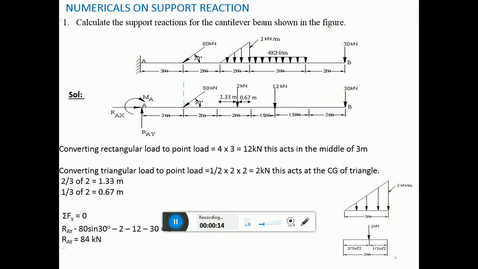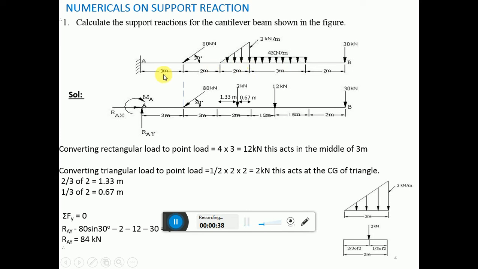Already we have started with the support reactions. Today I will be dealing with some more problems based on the concept of support reactions. In the first problem, calculate the support reactions for the cantilever beam shown in the figure. This is a given cantilever beam which is fixed at one end and free at the other end.